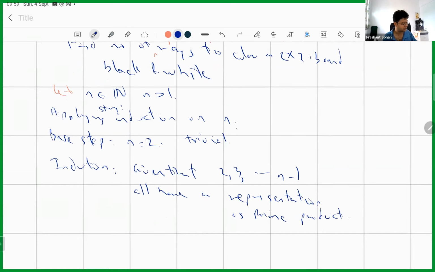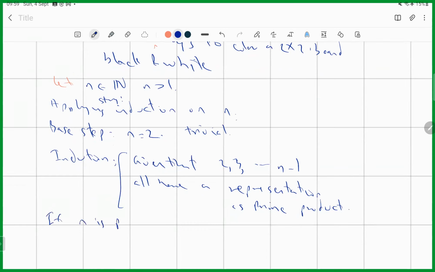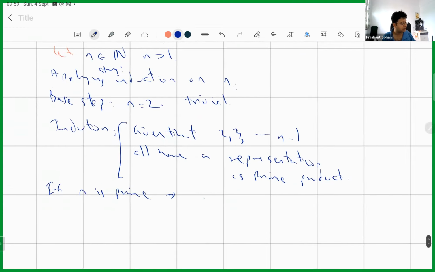So what do we say now? If n is a prime, then we are done. If n is not a prime, it will have two factors n1 and n2 such that 1 is less than n1 and n2 is less than n. So if n is prime, then n is itself its own representation. But if n is composite, n can be decomposed as some x into y, where both x and y are non-trivial factors. That non-triviality has to be used here.